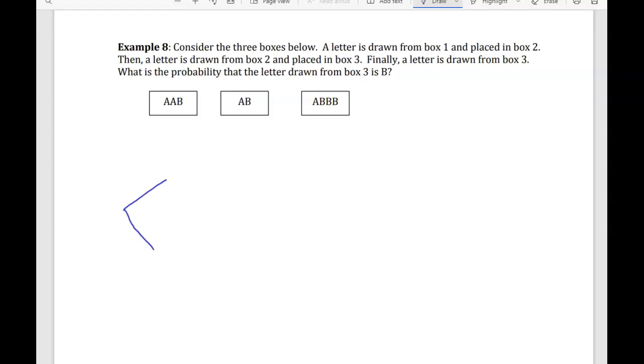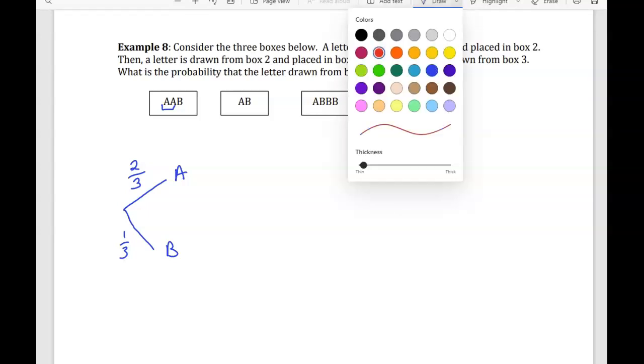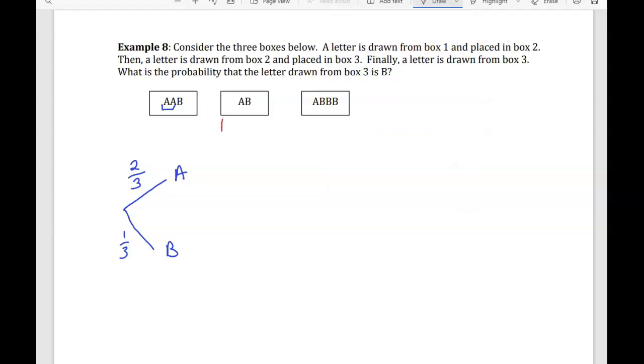Because on the first box, you have either an A or B. Here, you start out with 2 out of 3 and a 1 out of 3. Okay? Then, let's talk about what happens if you do an A or a B.